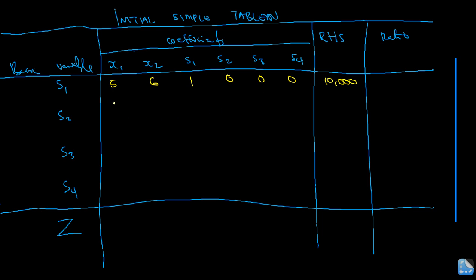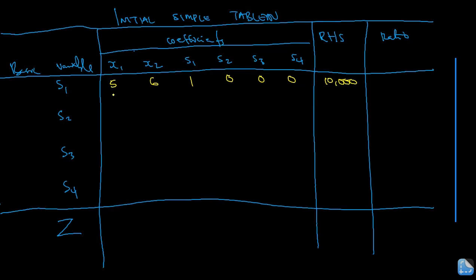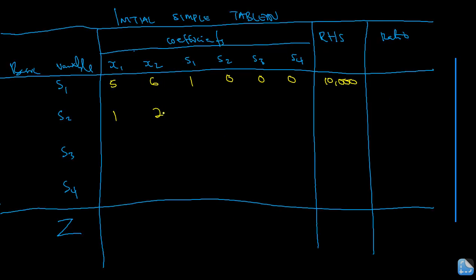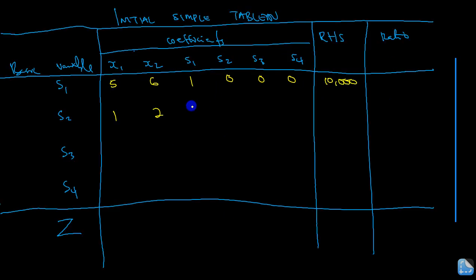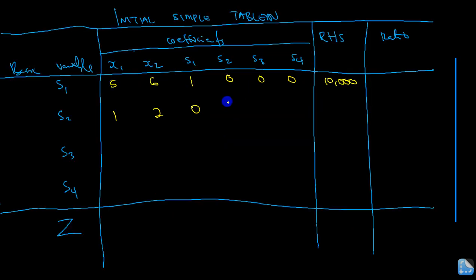We come to our S1, or sorry, S2, the second constraint. So the value of x1 is 1, so we write 1. The value of x2 is 2, so we write 2. The value of S1 is 0. The coefficient of S1 is 0. The coefficient of S2 is 1. And then we do 0. And here we do 0.